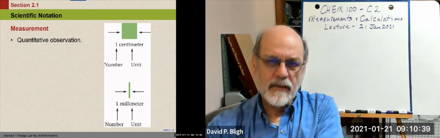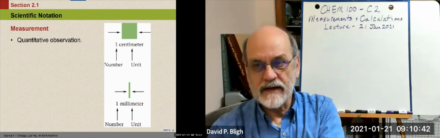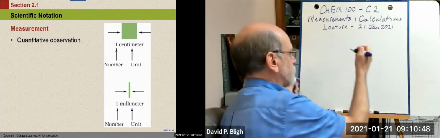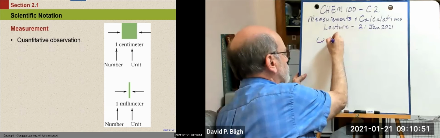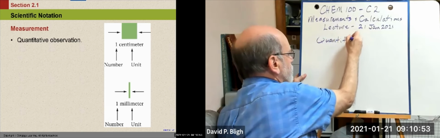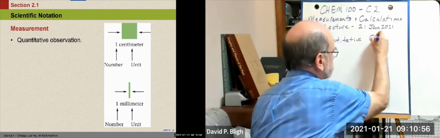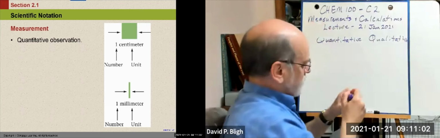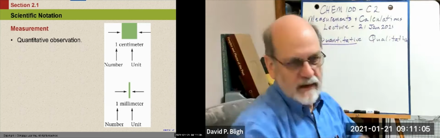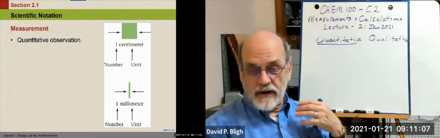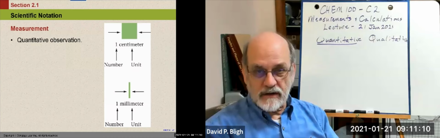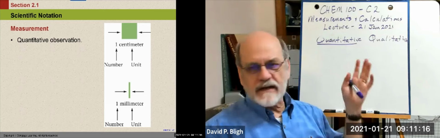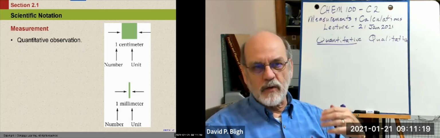With a measurement, we're talking about a quantitative observation. That's quantitative versus qualitative. Think about quantitative as quantity. Your observation involves a number of some kind. That's what quantitative means. Qualitative is more like a general description, like what's the color?